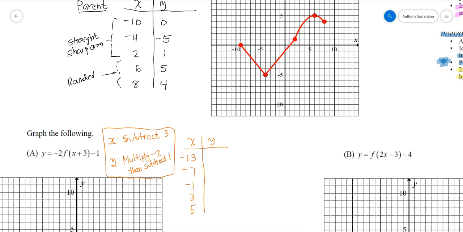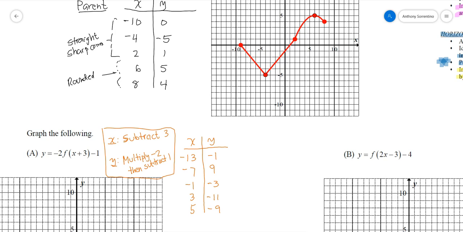So the y's, each one of them are going to get multiplied by -2 and then subtracted by 1. So 0 times -2 is 0, minus 1 is -1. -5 times -2 is 10, minus 1 is 9. 1 times -2 is -2, minus 1 is -3. 5 times -2 is -10, minus 1 is -11. And -2 times 4 is -8, minus 1 is -9. So now I have my new coordinates.